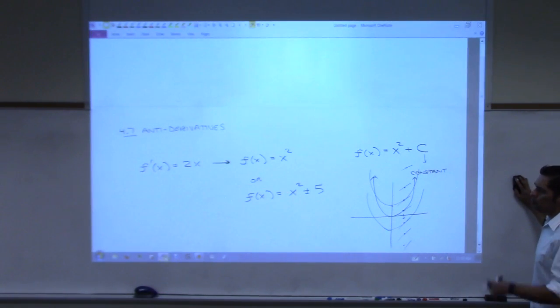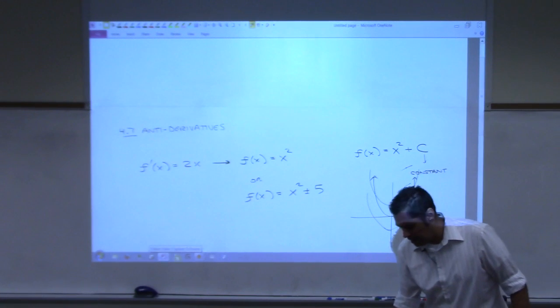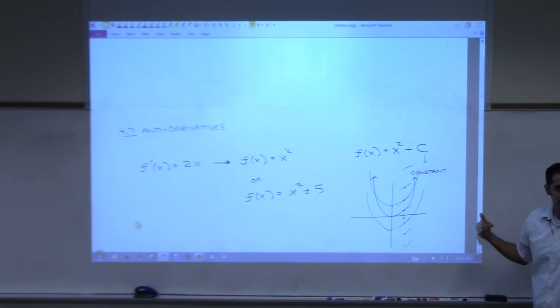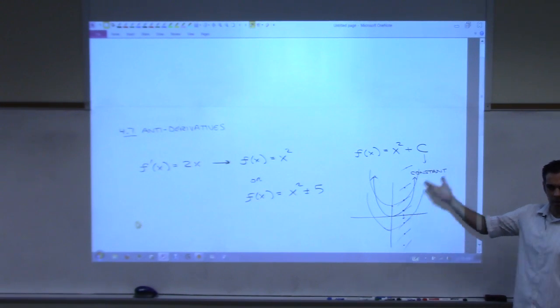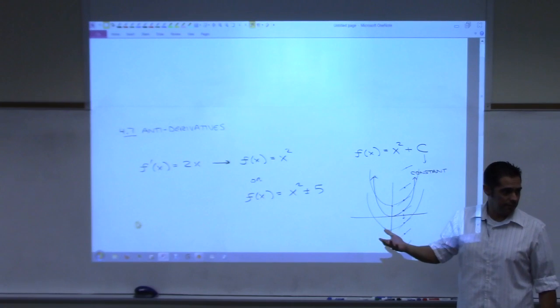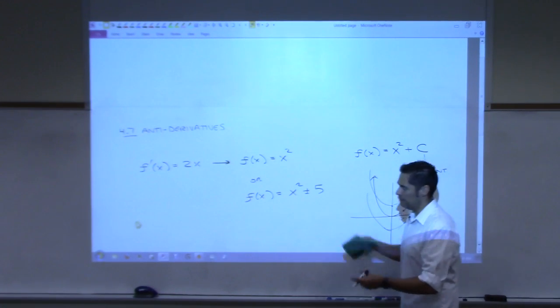So what I want to do for the rest of today is just get us familiar with this backwards process of looking at something and going backwards to where it came from. Thus the word antiderivative. It's the opposite of the derivative.